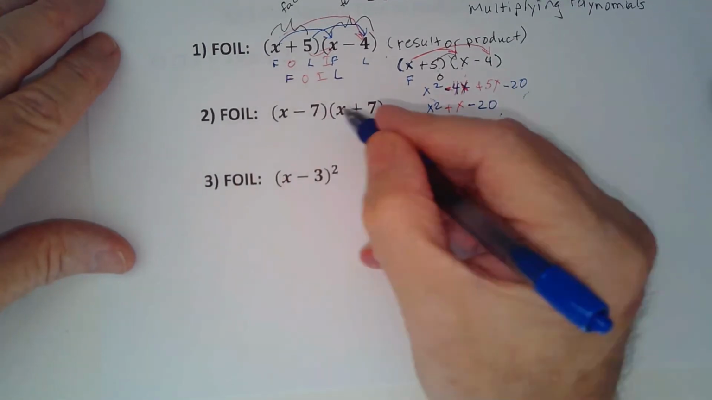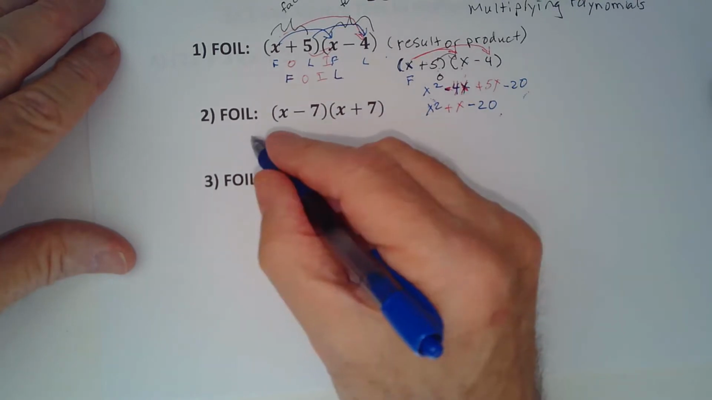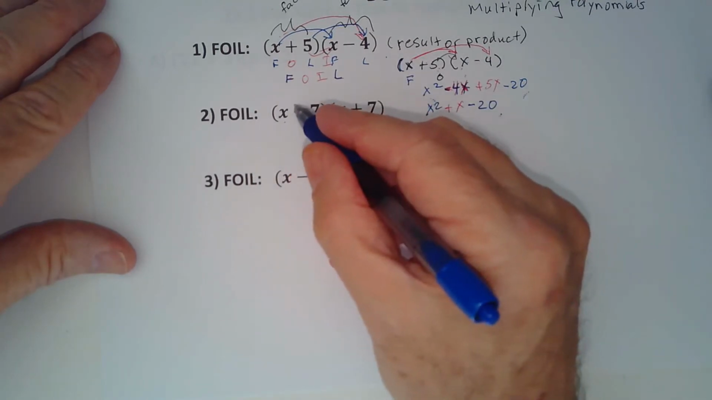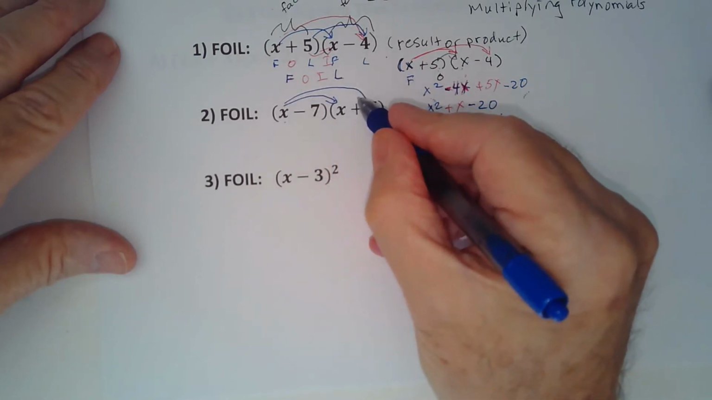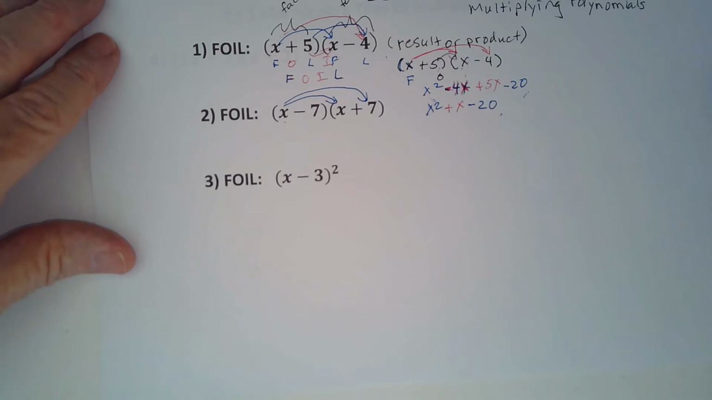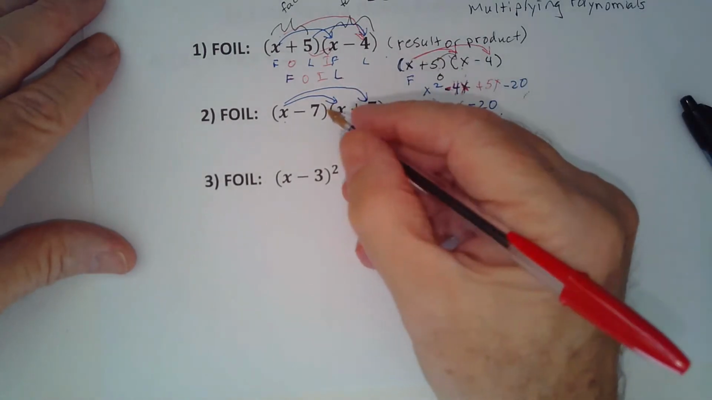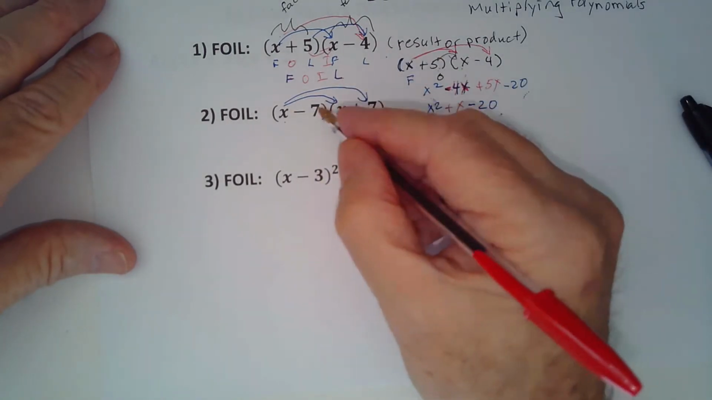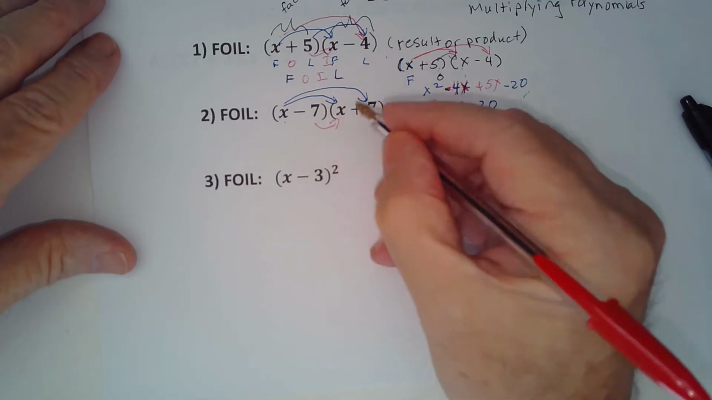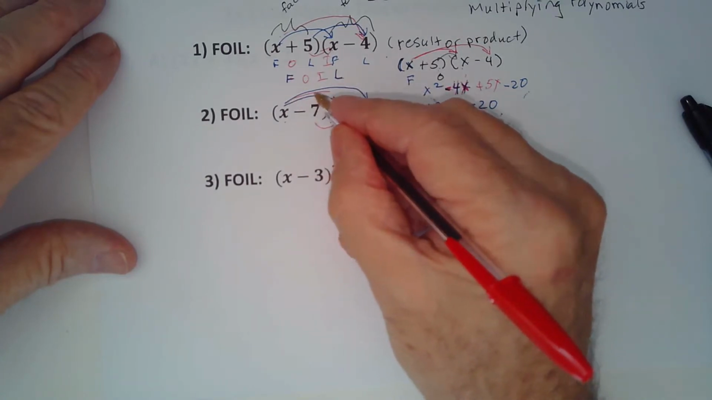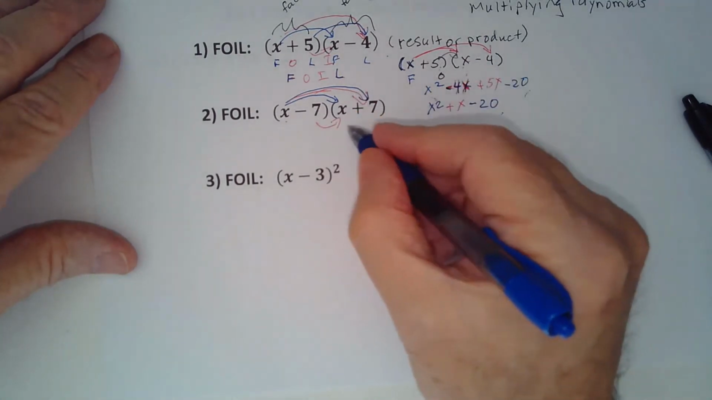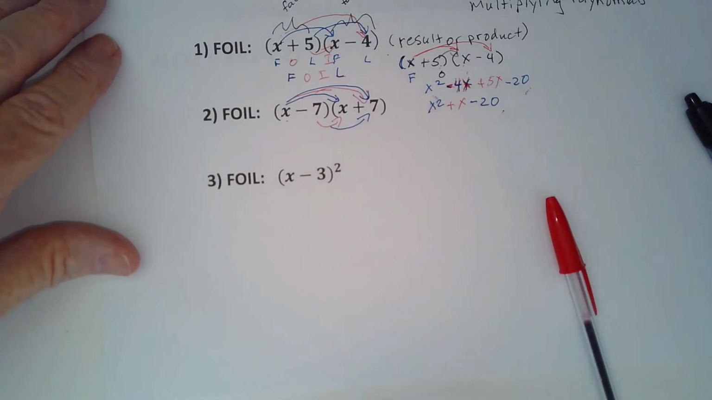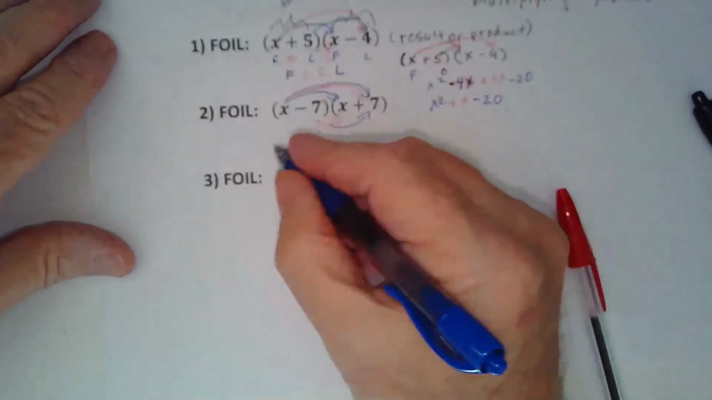So x to x, x to the 7 here, then x to the inner here. Keep wanting to do this a little bit different, but that's all right. And negative 7 to the 7 over here. So let's do that. All right, so x times x is x squared.